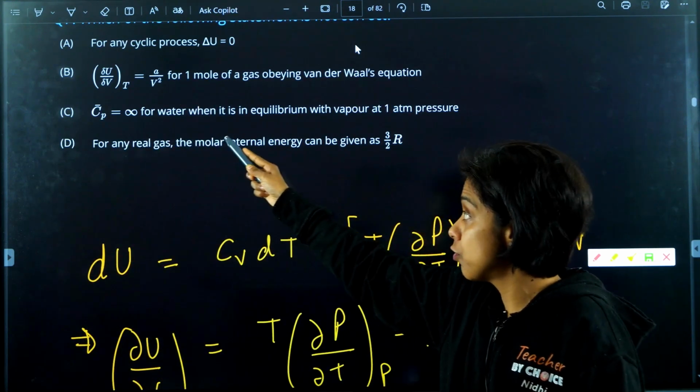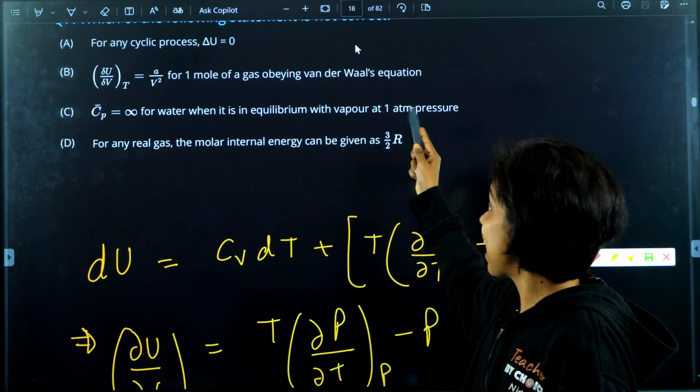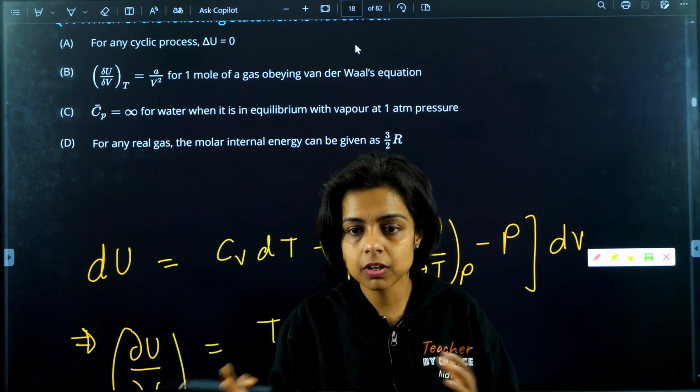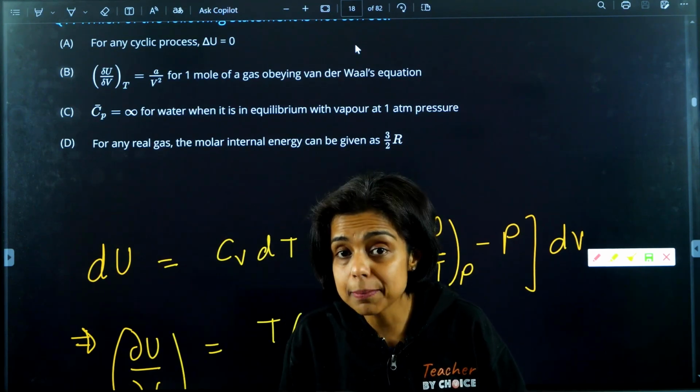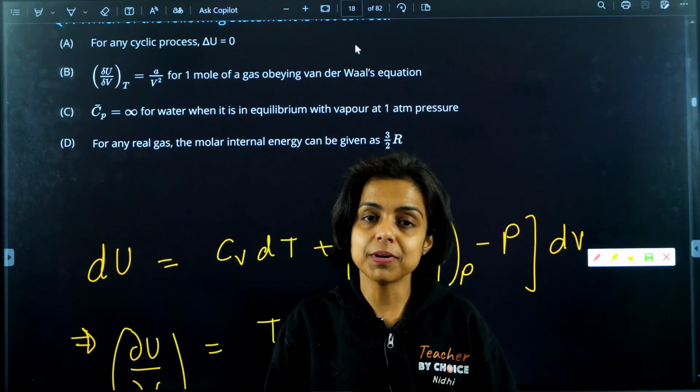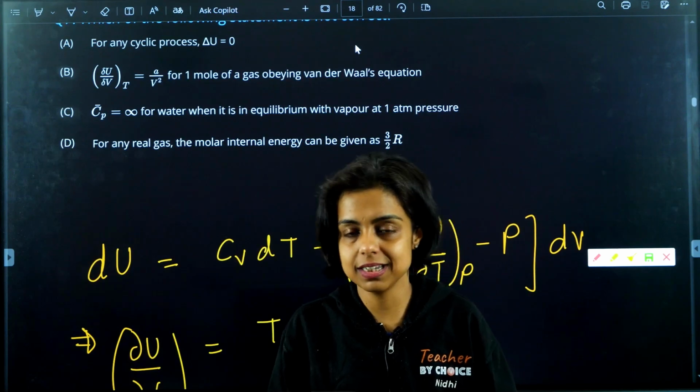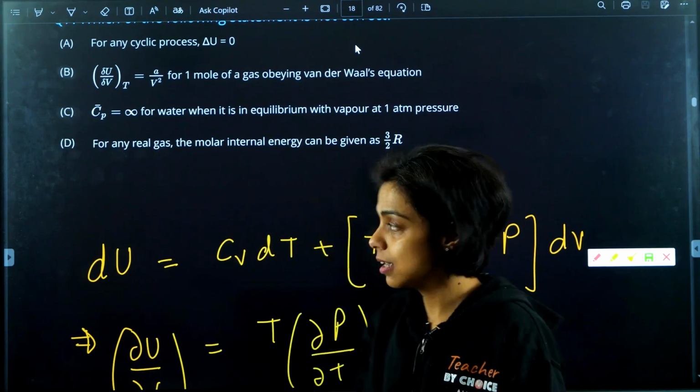Cp is equal to infinity for water when it is in equilibrium with vapor at 1 atmosphere. Yes, there is an equilibrium between water and the vapor, right? There's no change in the temperature at that point. So if the temperature remains constant, that means your heat capacity will be infinite. Yes, so that is also true.